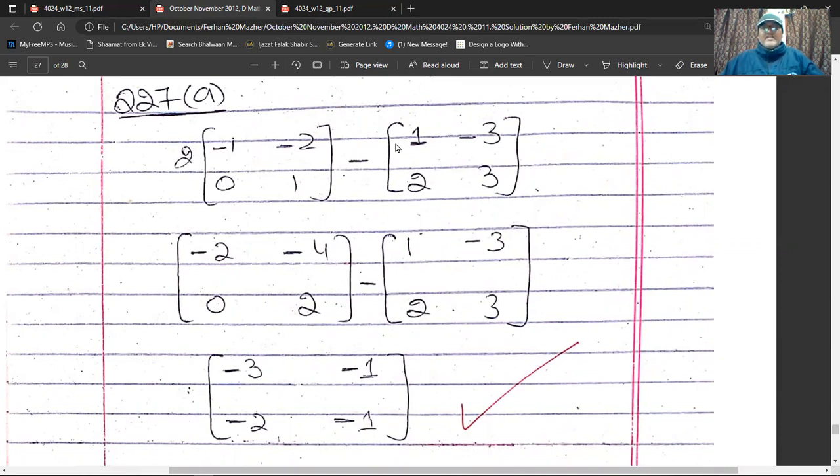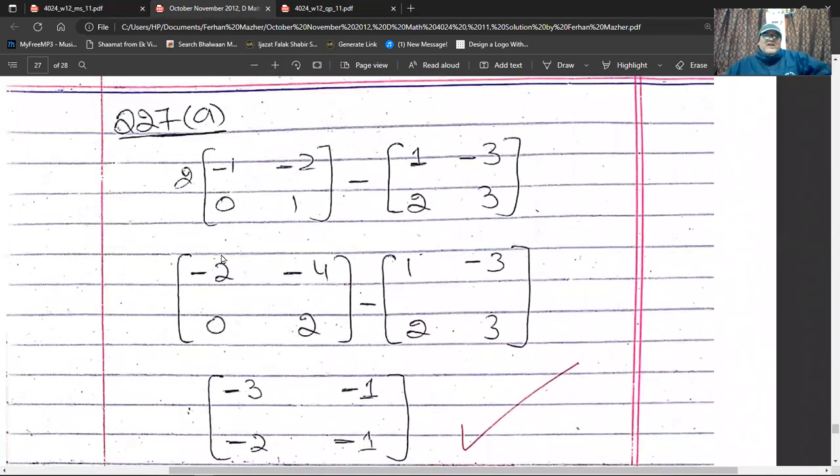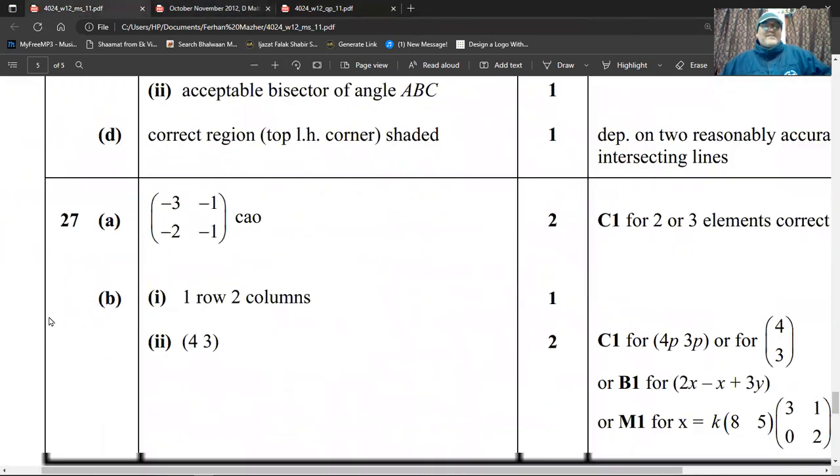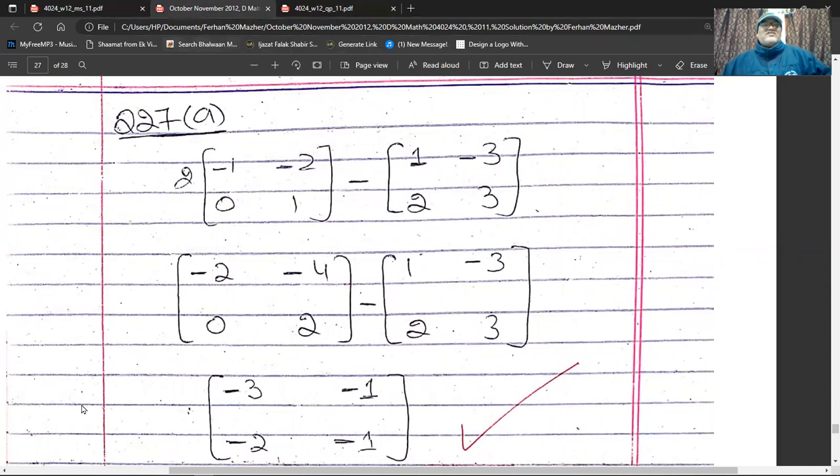Then you have negative, then you have this matrix. So we want to subtract them. So -2 minus 1 will be -3, -4 minus -3 will become -4 plus 3, that is -1. 0 minus 2 will be -2. 2 minus 3 will be -1. So this is the answer. Question number 27, A part: -3, -1, -2, -1. Let's check. Oh, our answer is right.